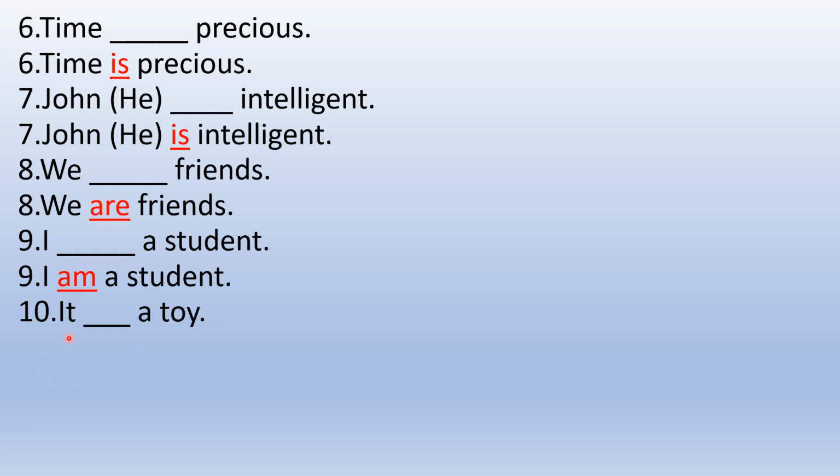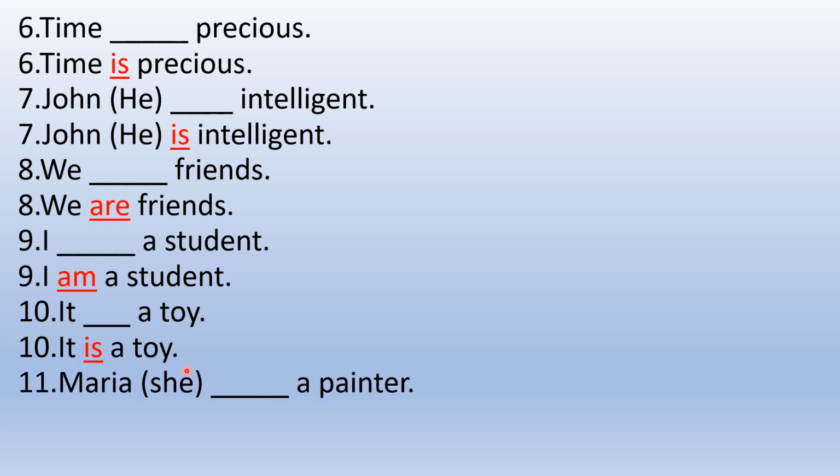It. For non-living thing, किसी भी एक चीज के लिए it use होता है, singular. So the answer is it is a toy. Now here Maria. Maria, proper noun name, and pronoun is she. So the answer is Maria is a painter.